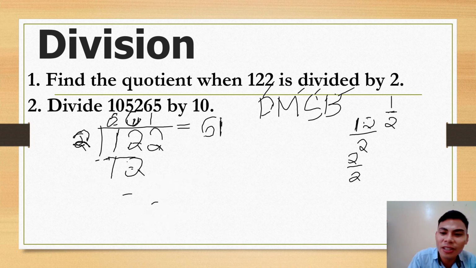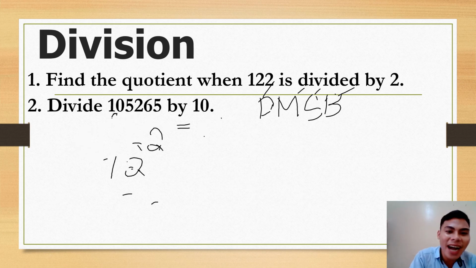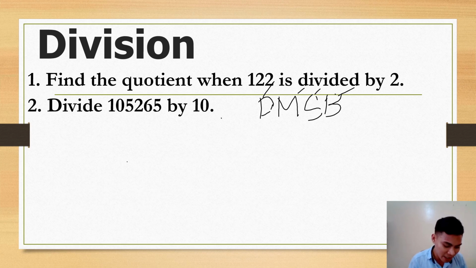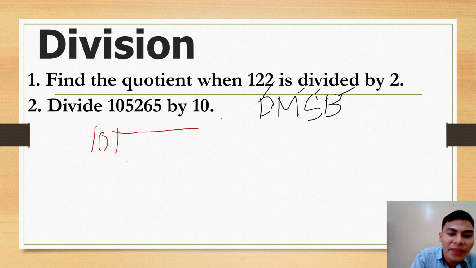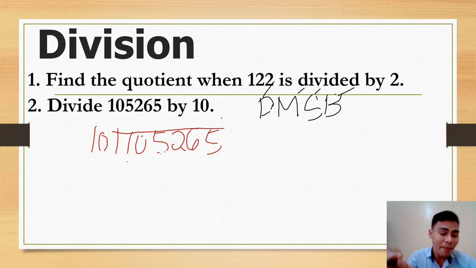Erase ko muna to, no? Erase, erase, erase. So number 2, divide 105,265 by 10. Okay, so again, si divisor 10, si dividend 105,265. So, si 10 isulat dito, 10, tapos ipasok sa loob, si 105,265. Okay, at ito po ang i-remember nyo din.